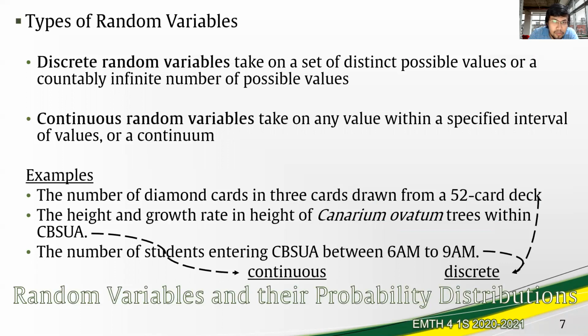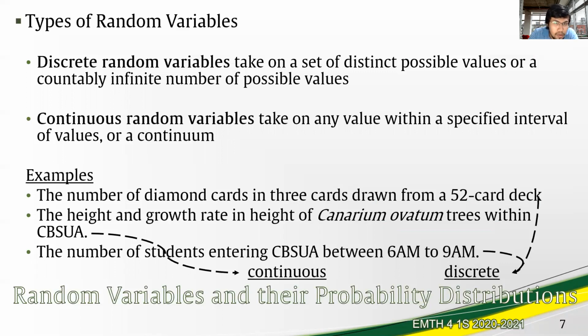The number of diamond cards in 3 cards drawn from a 52 card deck would be discrete. There are no values between the card values, say 9 and 10. We don't have 9.1, 9.2. Likewise, for the cards Jack and Queen, there won't be values between them.